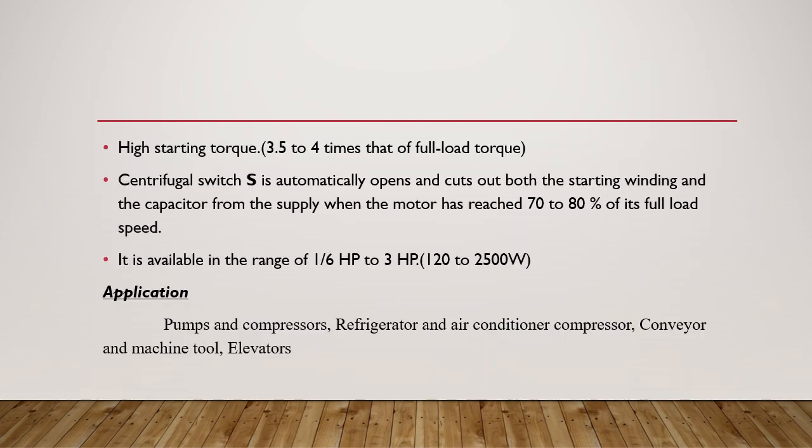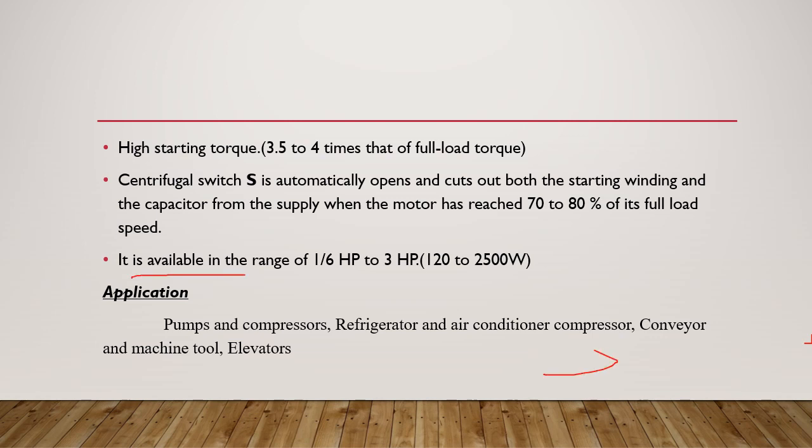It is approximately 3.5 to 4 times the full load torque. There is a centrifugal switch. It automatically opens when the motor reaches 70 to 80% of its full load speed, and it cuts both the starting winding and the capacitor from the supply.